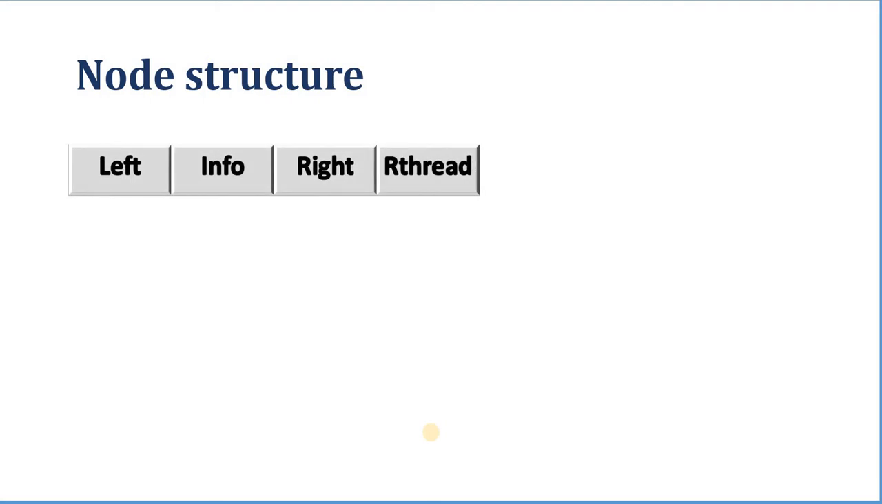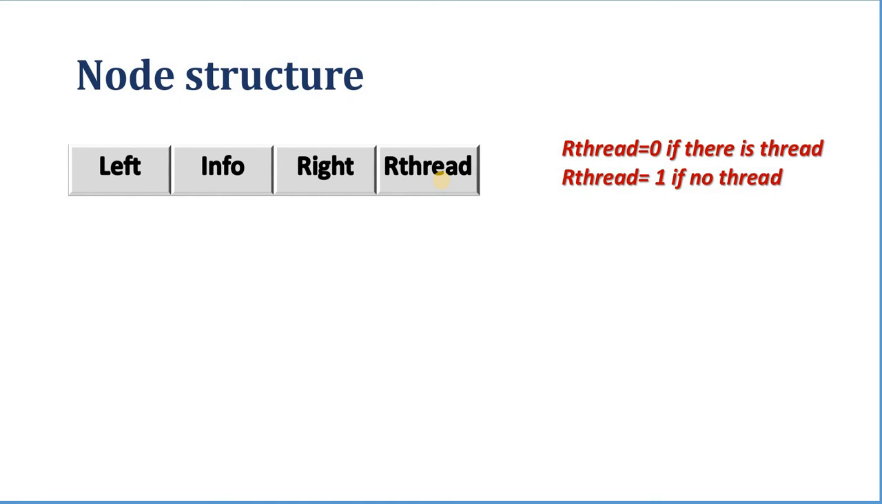Let us see the node structure. The node structure of a binary tree is data, the information part, the address of the left child, and the address of the right child. But when you are defining a threaded binary tree, it contains one more field, that is R thread, if it is single threaded, one-way threading. In one-way threading, if the R thread value is 0, then there is a thread. If this field contains 1, it means there is no thread and it is a normal node, where left is pointing to the left child, right is pointing to the right child.